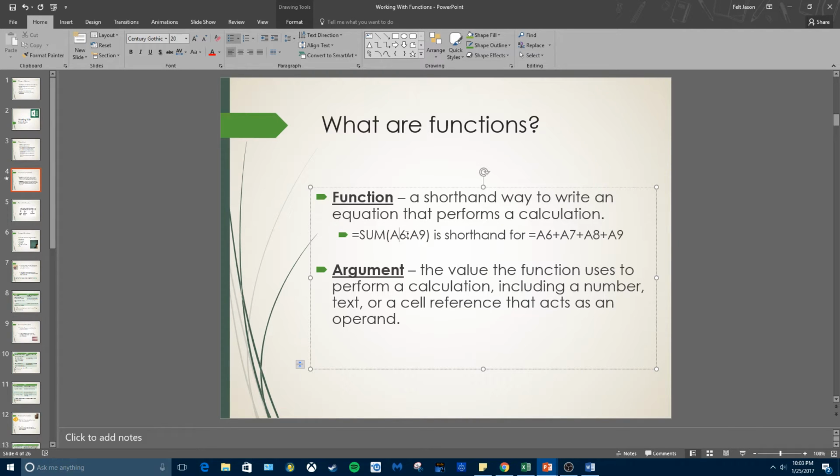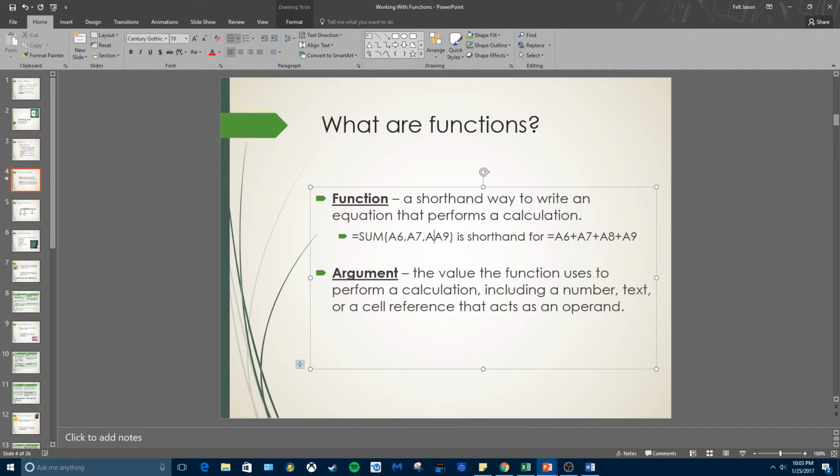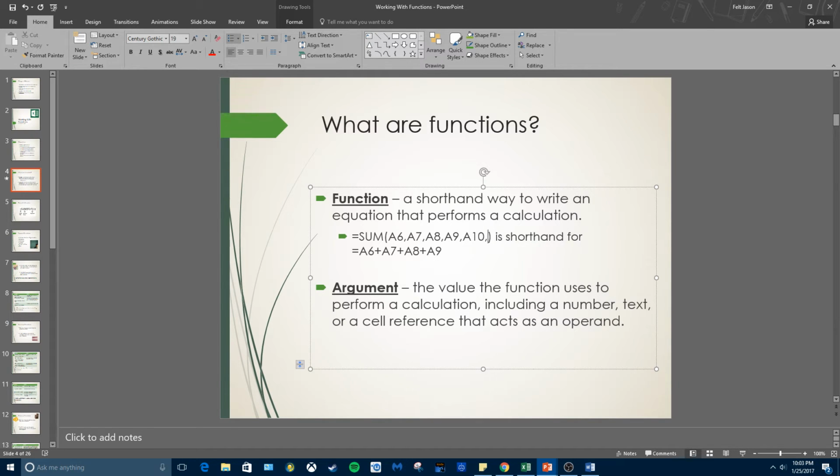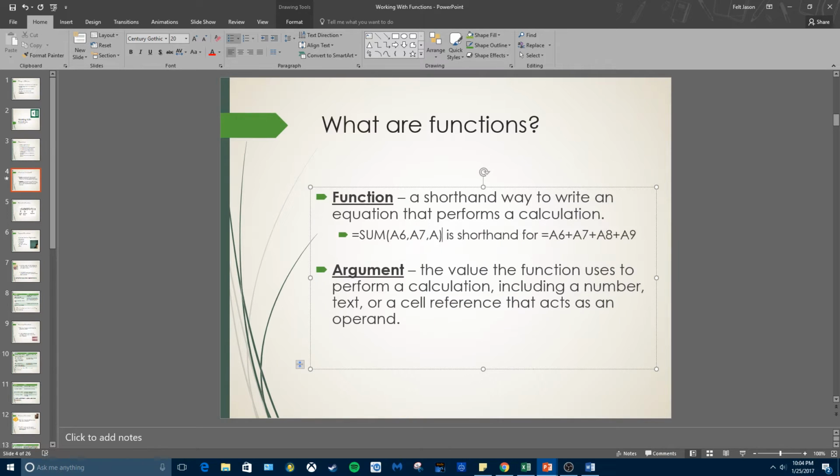One of the things I don't want you to do when you put a function is I want you to make sure that you use this colon. I don't want you to do A6, A7, A8, A9, because it's messy, especially when you get to A10, A11, A12, and so on. I want you to do A6 colon A9. What that means is A6, A7, A8, A9. It's not a comma because that would be A6 and A9. We're going to do A6 through A9. That is the shorthand way to do it, and that's a function.